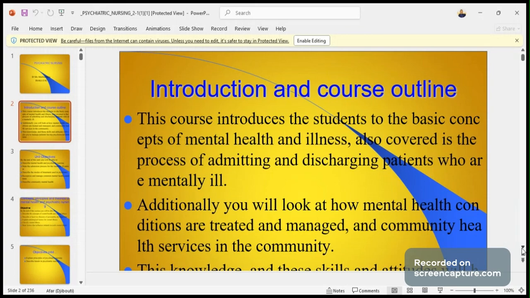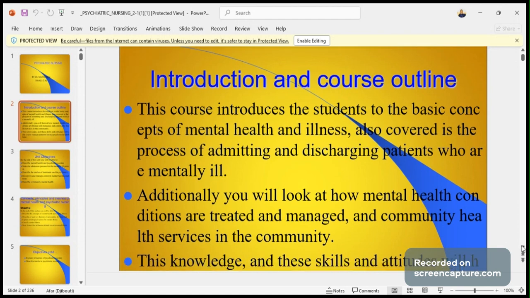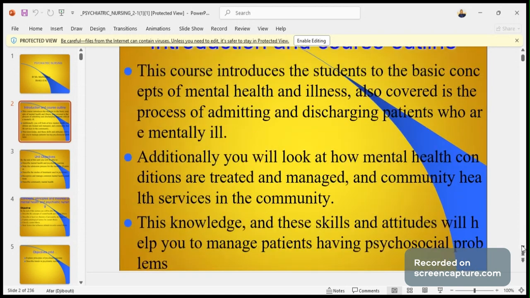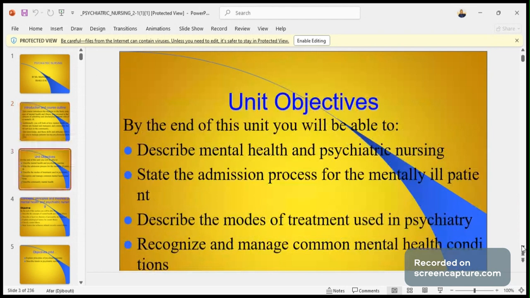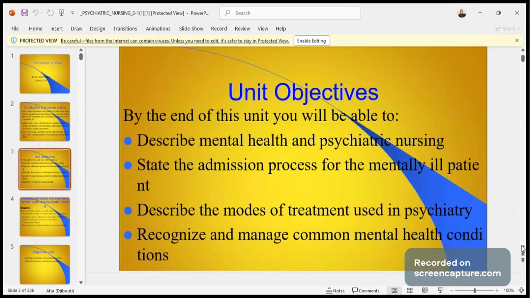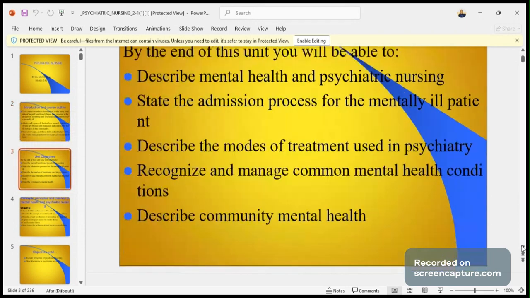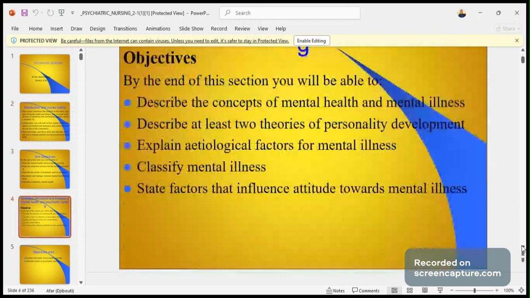And there are people who diagnose themselves as mentally ill and then take themselves to the hospital. So we are going to check on how mental health conditions are treated and managed, both at community level and in any other place. We are going to acquire the entire knowledge and skills about mental health, and that is where we're going to start from. So let's go to the introduction directly.